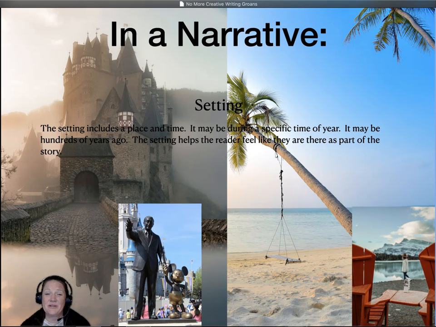In a narrative, you need a setting. Now, this includes a place and time. It may be during a specific time of year, or maybe it's hundreds of years ago. Whatever it is, wherever it is, whenever it is, the setting will help the reader feel like they are there as part of the story. Maybe it's in this beautiful castle with the mist all around, or at the beach where the sun's shining down, or in the mountains, or at Disney World. Wherever the setting is that you choose, it goes with the story, and it helps the reader to be able to visualize more of the story by knowing where the setting takes place.